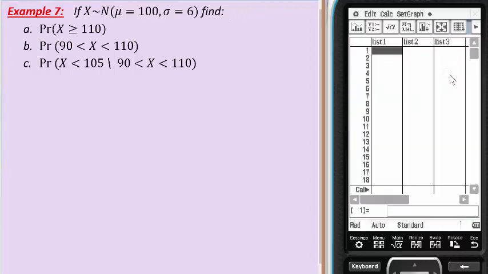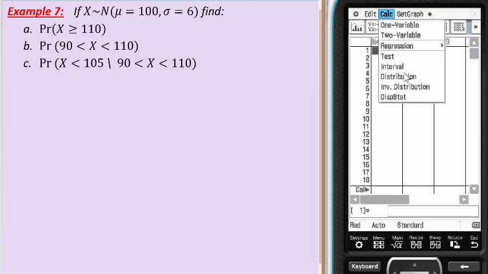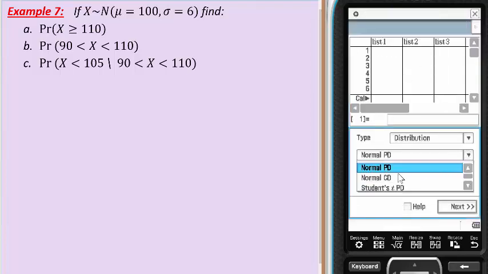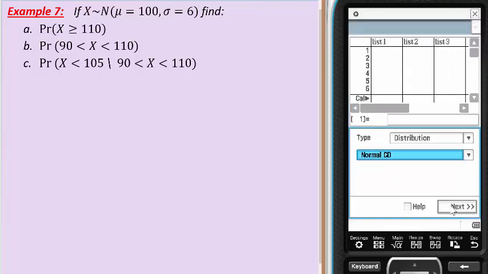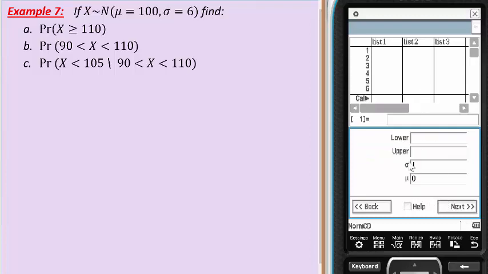So we're going to go to Statistics, Calc, Distribution, and our normal cumulative distribution, and go next. Now, for this, let's put in our values. So our mean will be 100. Our standard deviation is 6. Our actual lower value is 110. And our upper value, well, let's work out how to put infinity in, because it goes from 110 to infinity.